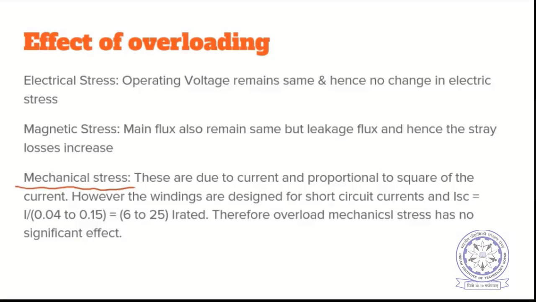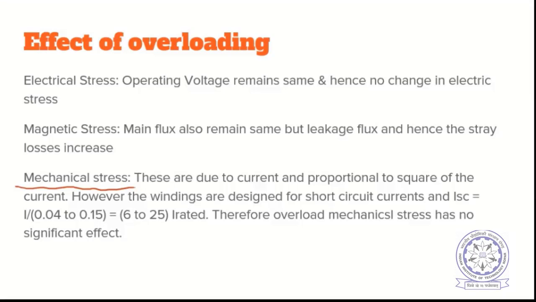So what is going to happen to this stress if load increases? And this stress is proportional to what? Sir, I square. The I1 into I2, both the currents will be the same, so it will be I square. Of course, in the primary and secondary case, that is a little bit different. But you can assume it is proportional to I square.